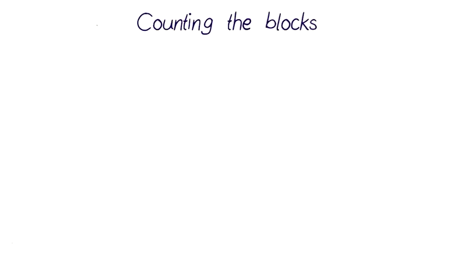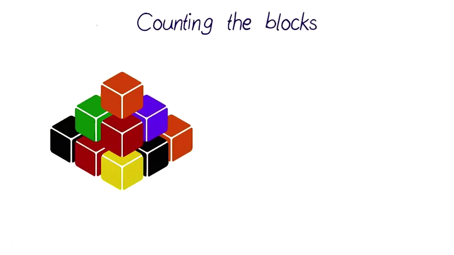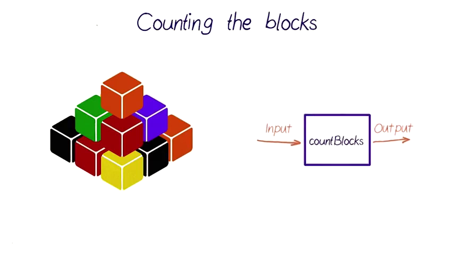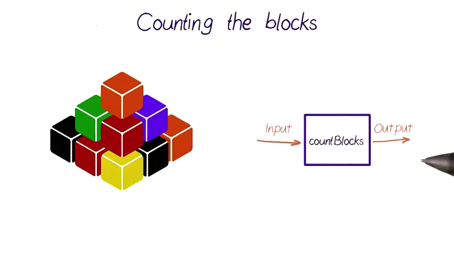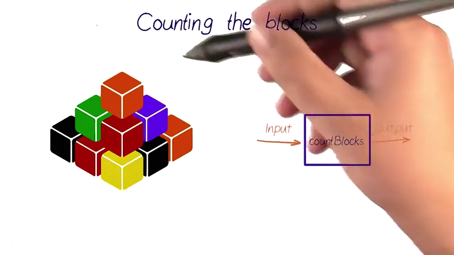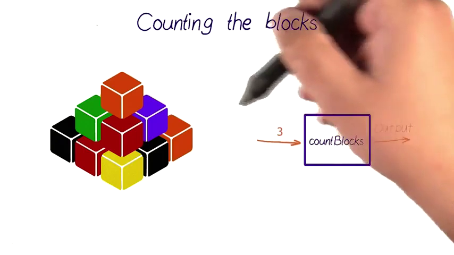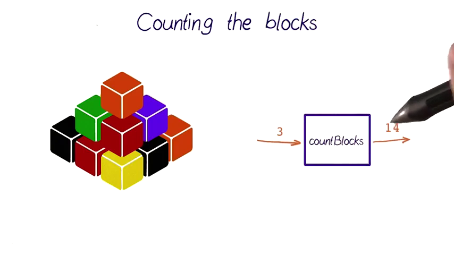So instead of having to count the blocks manually, why don't you write a Java function that would calculate the total number of blocks for you? It would take an input which is equal to the number of levels in that pyramid, and it would output the number of blocks needed to build such a pyramid. In this case, for example, the input would be equal to 3, and it would calculate the number of blocks to be 14.